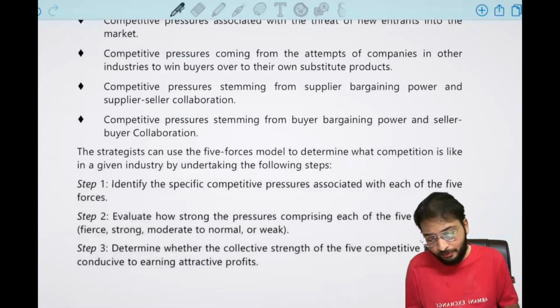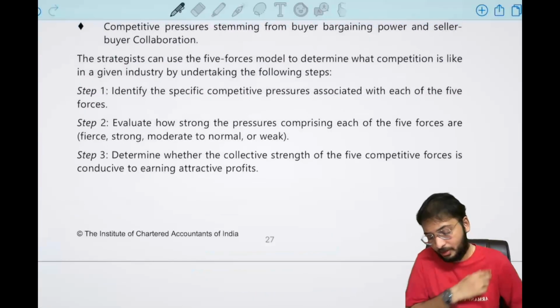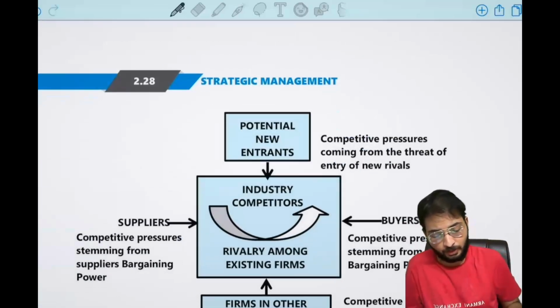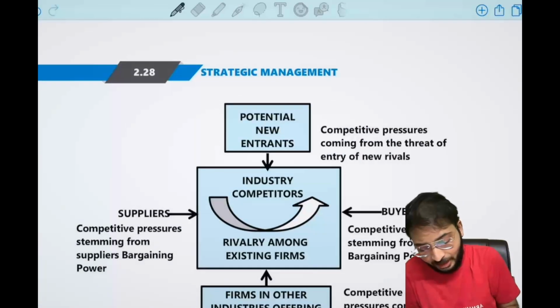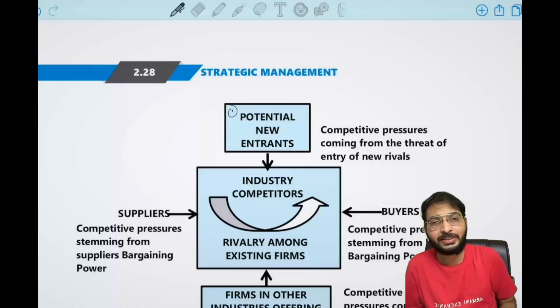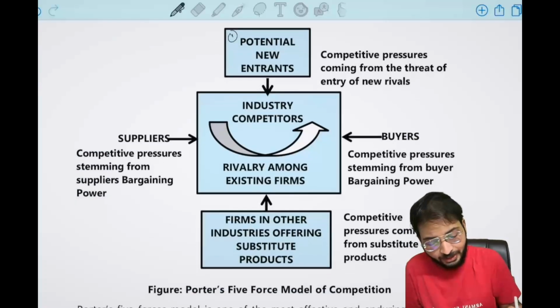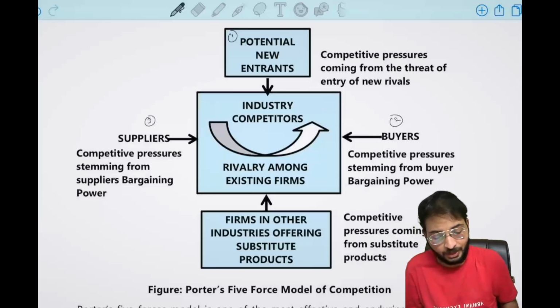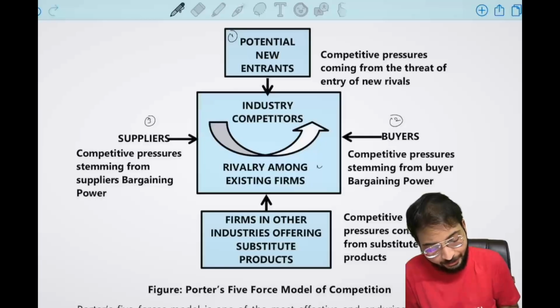We'll directly go to the five forces. The first one is threat from new entrants. Second one is bargaining power of buyers. Third one is bargaining power of suppliers. Fourth one is rivalry among the existing players. And fifth one is threat from substitutes.